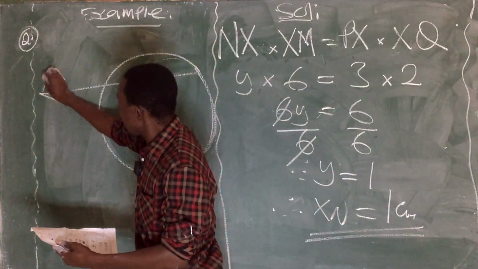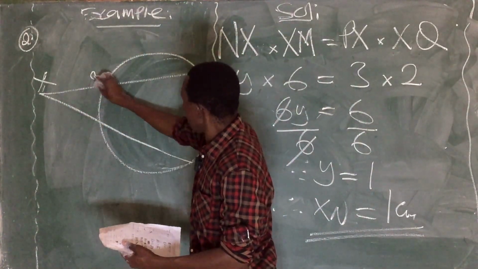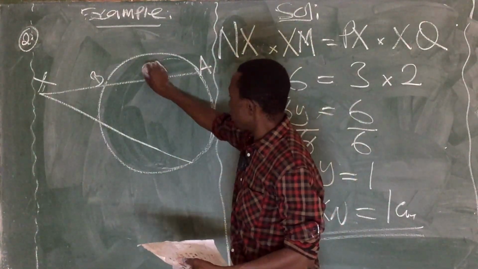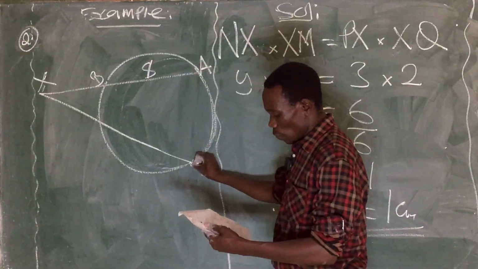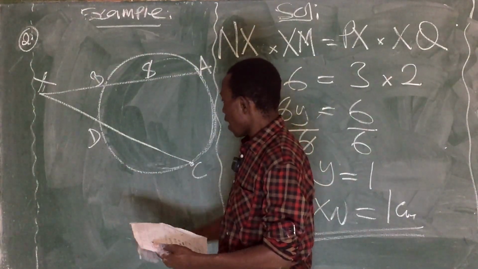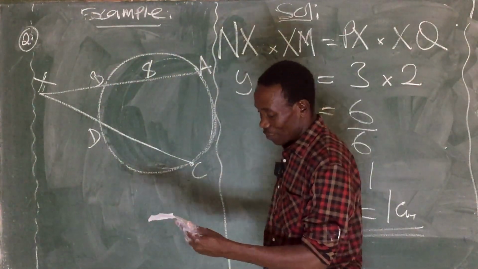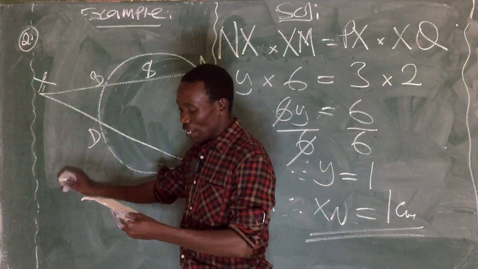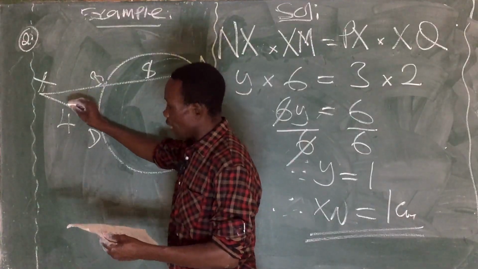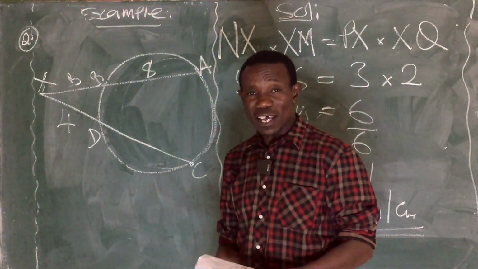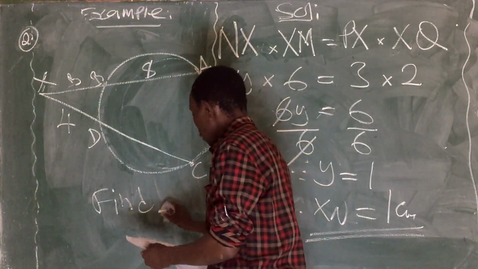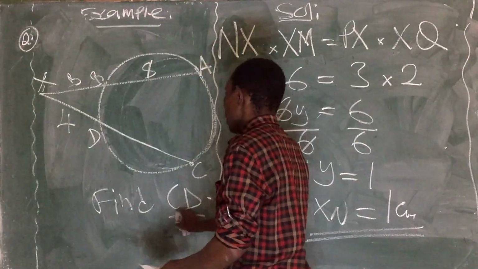Here I've got point X, this is point B, and this one is point A. The distance from here to that is given as 80 centimeters, and the distance from C to D is not given. The distance from D to X is given as 4, and the distance from X to B is given as well. The question asks us to work out the value of CD. What is the value of CD?